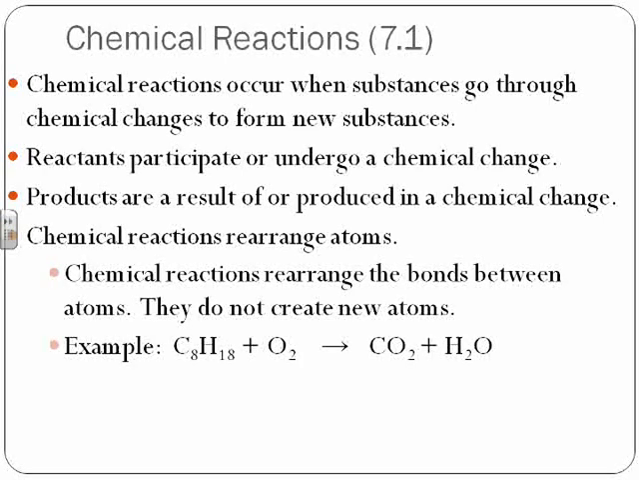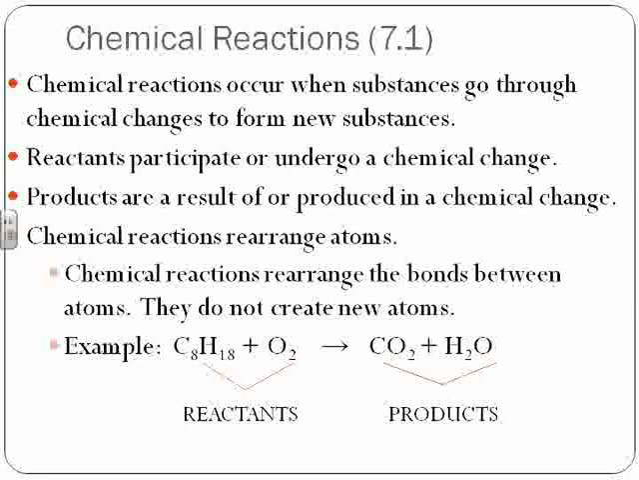So here is an example of a chemical reaction. On the left-hand side of the arrow, you have your reactants. On the right-hand side of the arrow, you have your products. And make sure you're familiar with reactants and products, because that's what we're going to be talking about a lot this unit.